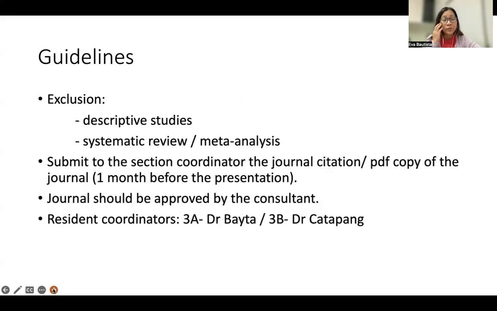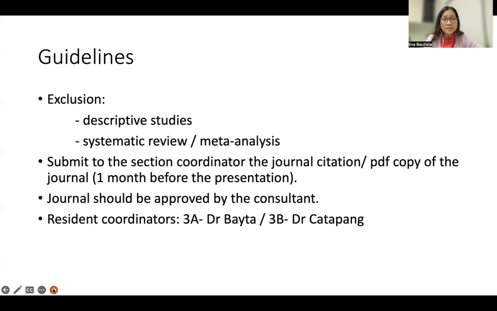Again, since we want you to focus on analytic studies, of course, you should not be appraising descriptive studies in this project. And we also discourage systematic review and meta-analysis. We just want you to work on one primary study. Now, you will have to submit the journal citation or the PDF copy.